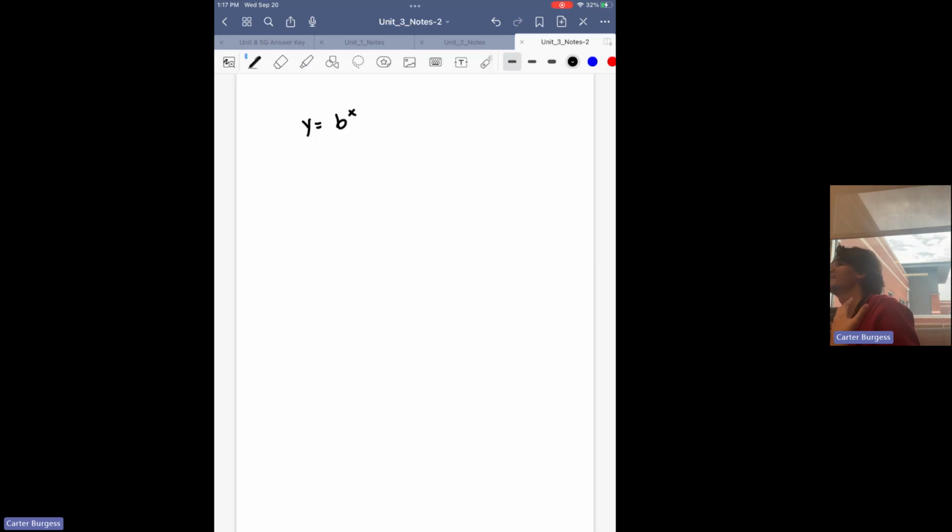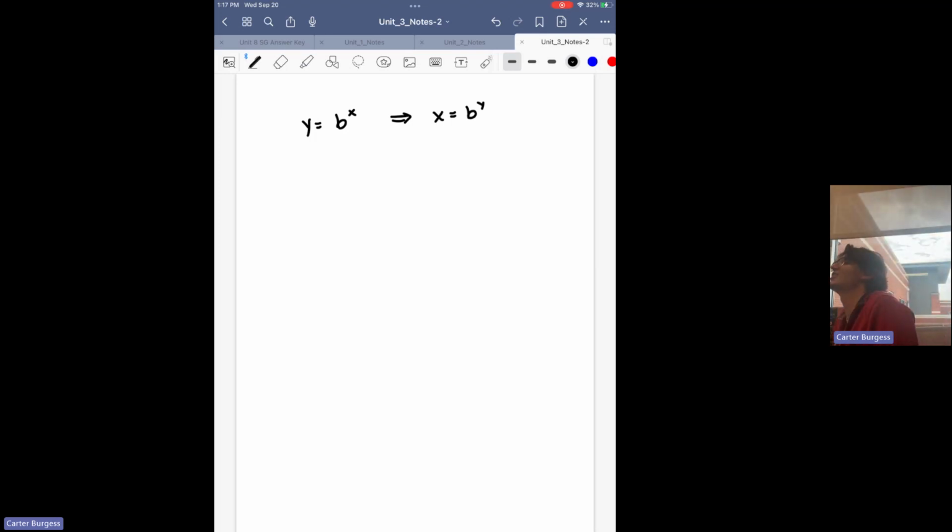As far as our inverses are concerned, how do we find the inverse function of anything, of an equation? We switch the x's and y's, and then normally what do we end up doing afterwards? We solve for y. We like to get it into y equals something. So let's go ahead and swap the x's and the y's here. This is going to become x is equal to b to the power of y.